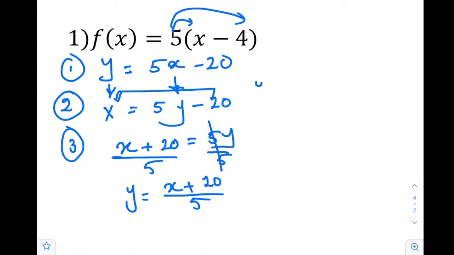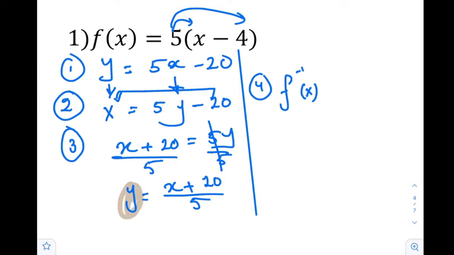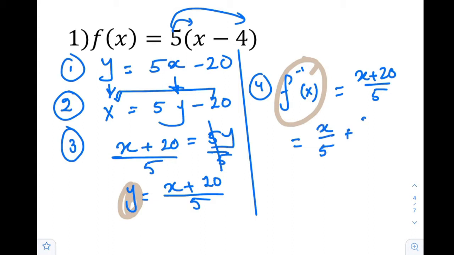Step 4, last one, is just to rename it. The new y is the same as f inverse of x. So this one is renamed as f inverse of x, and I will copy what I have in the previous step. We can also divide each term over this 5, so we can write it as x over 5 plus 20 over 5, or 1 over 5x plus 4. So this is my inverse.